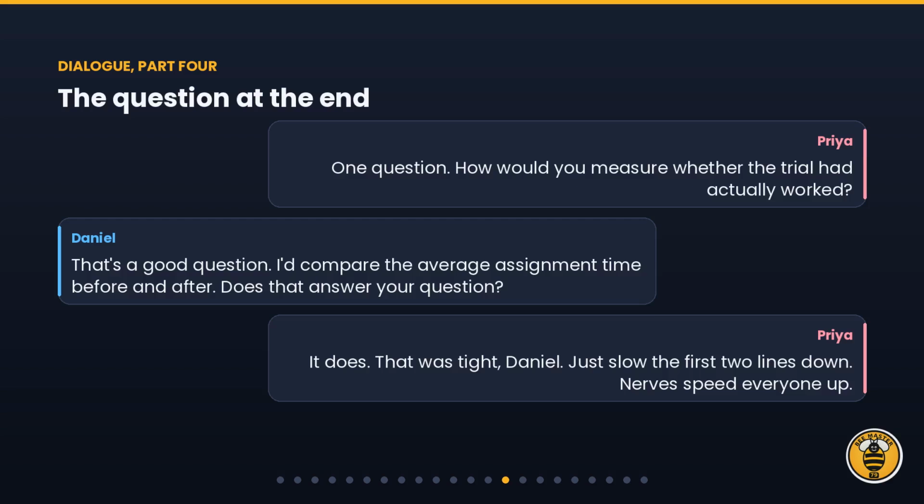One question. How would you measure whether the trial has actually worked? That's a good question. I'd compare the average assignment time before and after. Does that answer your question? It does. That was tight, Daniel. Just slow the first 2 lines down. Nerves speed everyone up.